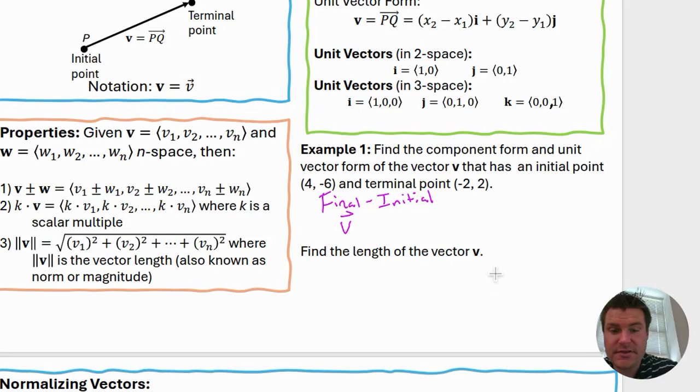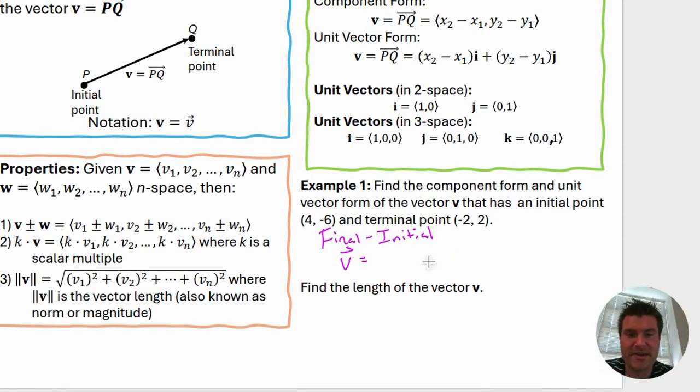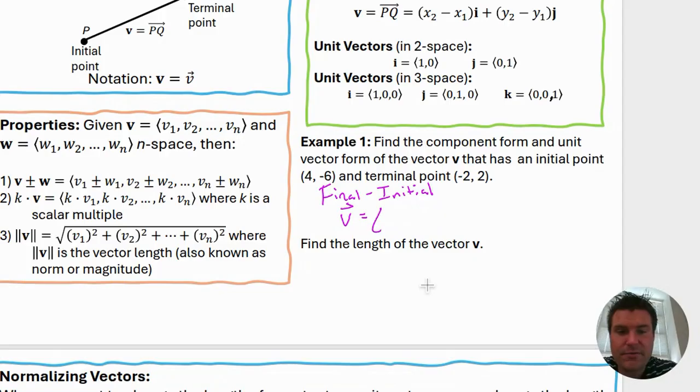So for vector v, if you notice, this is just in my notation. This is vector v. Again, I'm not going to write this in bold, but I put the arrow above. I just do the one-sided arrow because it's how I was taught, and heck, I'm going to teach it to you too. I don't do the full arrow. I don't got no time for that. So in the vector form, I'm going to do final minus initial here. So I'm going to do -2 minus 4, and then I'm going to do 2 minus -6. So that's going to give me the vector <-6, 8>.